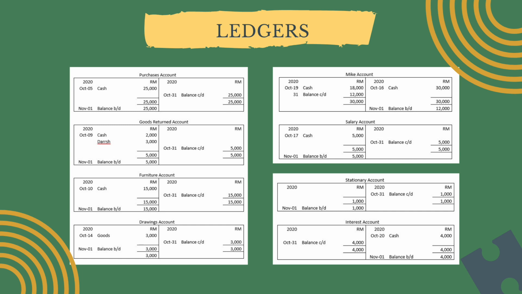The account is balanced. Next account is Mika account. For debit is 30,000 and for credit is 30,000. The account is balanced. Last account is salary account. For debit is 5,000 and for credit is 5,000. The account is balanced.